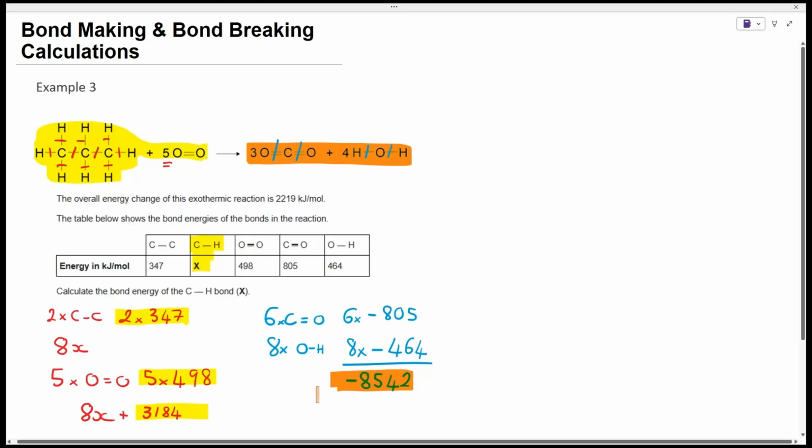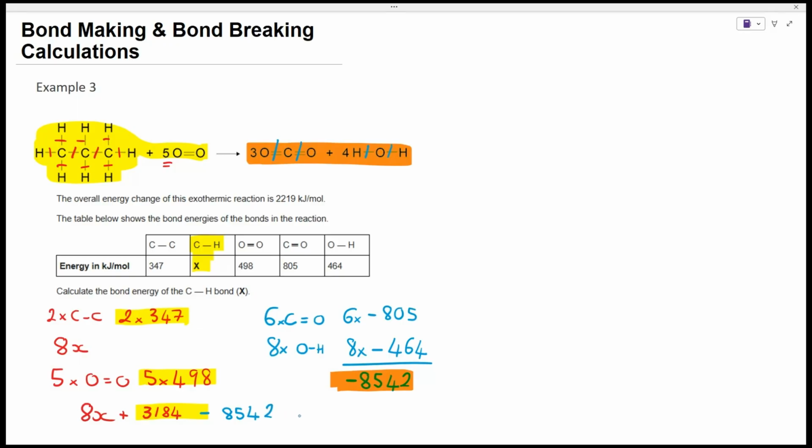So what does that mean in terms of my equation? Well, I'm going to bring down the number to the bottom. So that minus 8,542 is going to be put on. So I've got over here my bond breaking, which is my positive values, and then I've got my bond making value, which is negative. And all of that added together equals the answer, which is given to us up here, which is an exothermic reaction. Now, for those that are unaware, an exothermic reaction means it is a negative number.